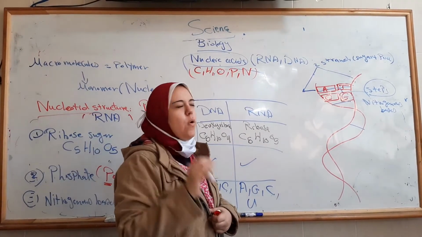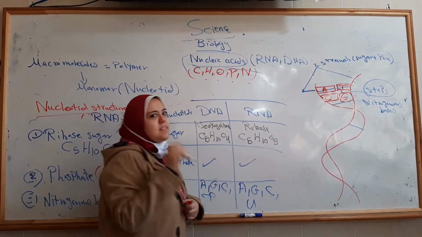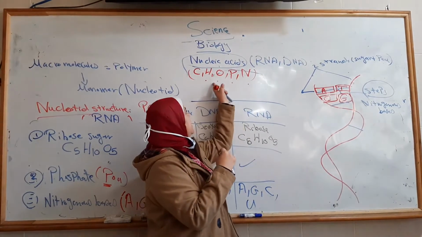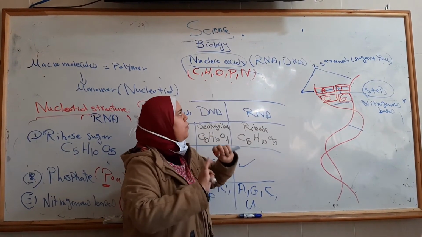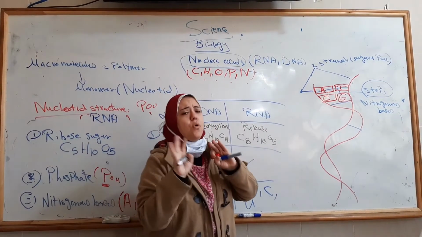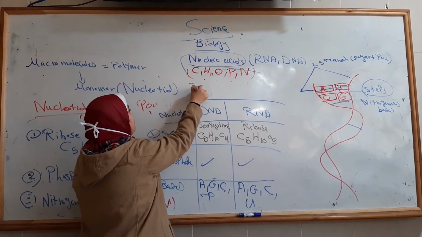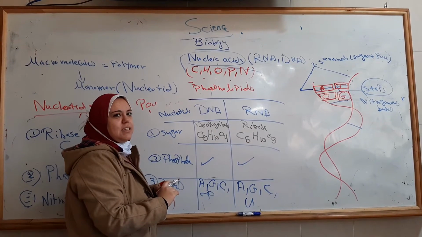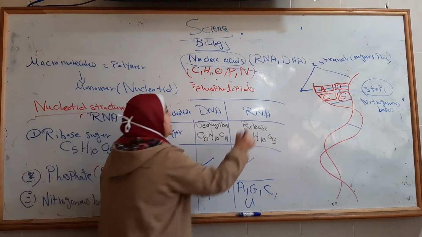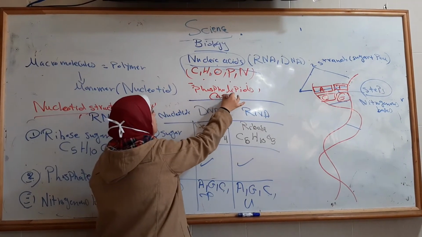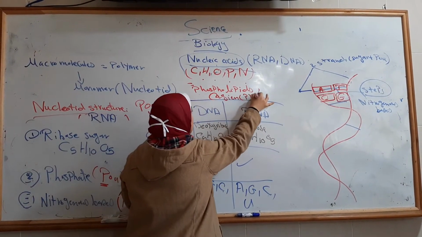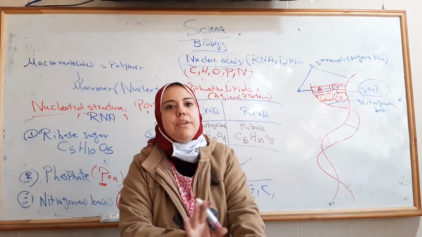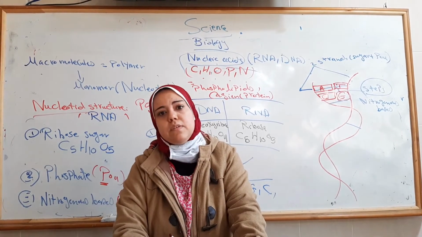And please focus here. You saw this structure before in lipids: CHOPN. You dealt with it before in phospholipids. And please focus, this is a very important point, in protein like casein. So this structure comes in 3 parts inside your curriculum: nucleic acids, protein, and lipids.